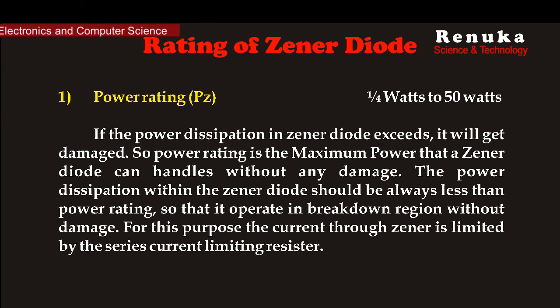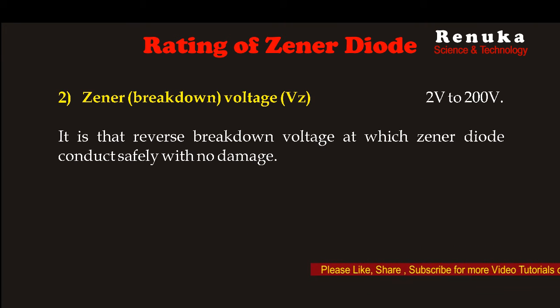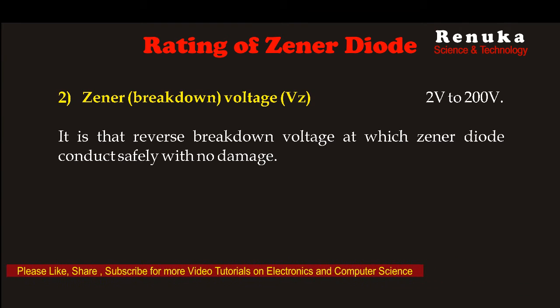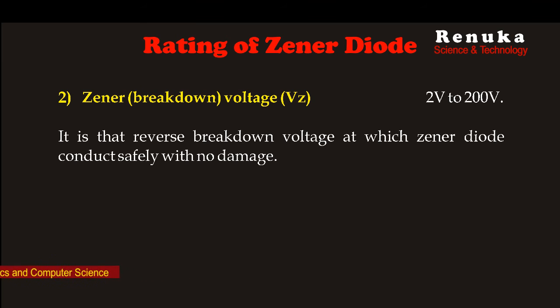The power rating, just like resistance, comes in wattage. Zener diodes can have a power rating from a quarter watt to 50 watts. That means the physical size of the Zener diode will decide its power rating. Second is the Zener breakdown voltage, that is VZ. It is the reverse bias breakdown voltage at which the Zener diode conducts safely with no damage. That voltage is called the Zener breakdown voltage.